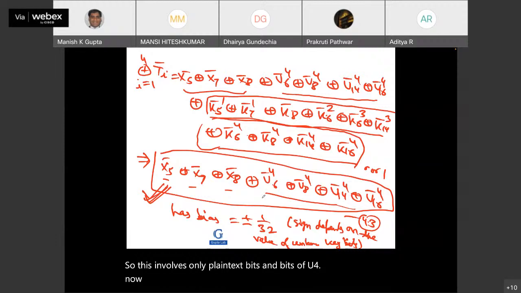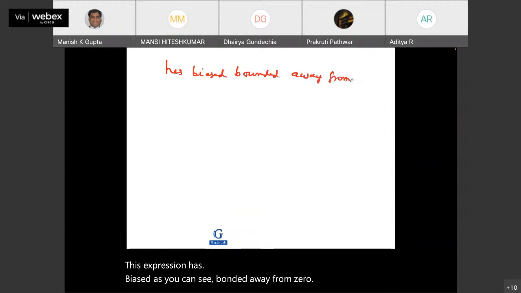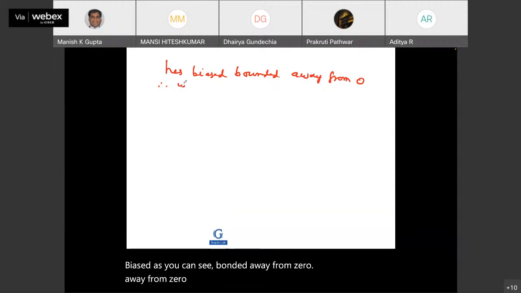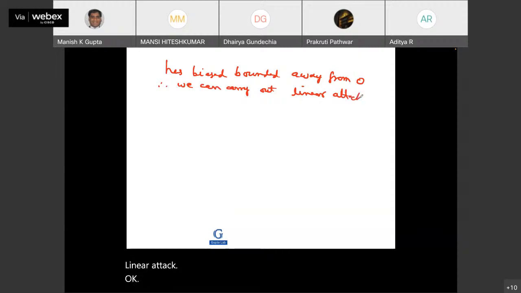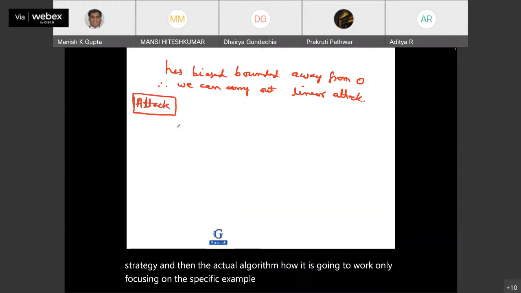Now this expression has a bias, as you can see, bounded away from zero. So we can carry out a linear attack. Now, how to do the attack? Let me explain the strategy and then the actual algorithm, how it is going to work, only focusing on the specific example. I'm not going into too many details, but at least you should get an idea.